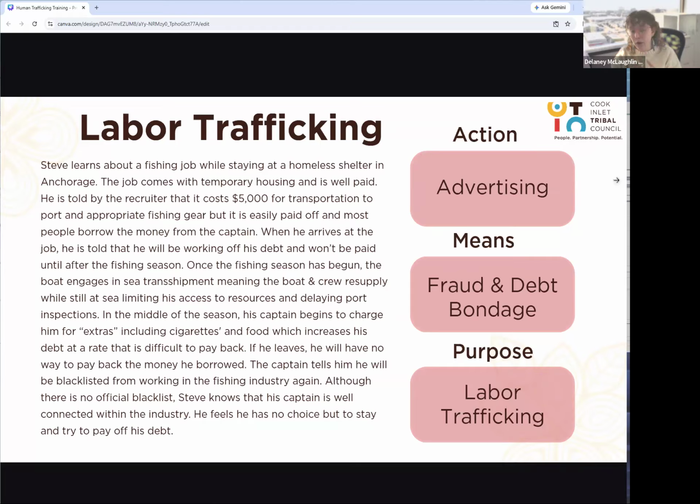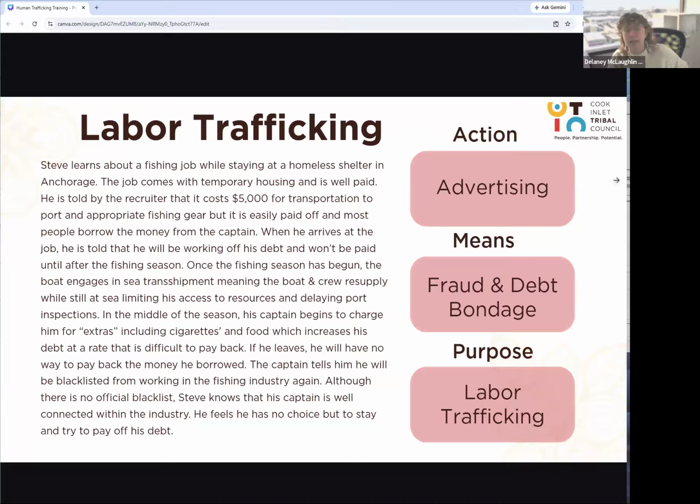So the force, fraud, and coercion in this would be fraud and debt bondage, which is a form of coercion, because Steve incurred his first level of debt and then had more and more debt and was unable to pay it off. He was also unable to get off of the ship, and he had restricted contact with anybody. And so the purpose in this would be labor trafficking.